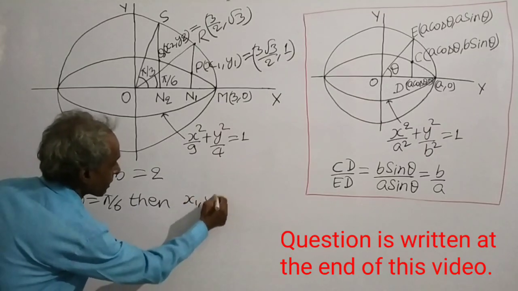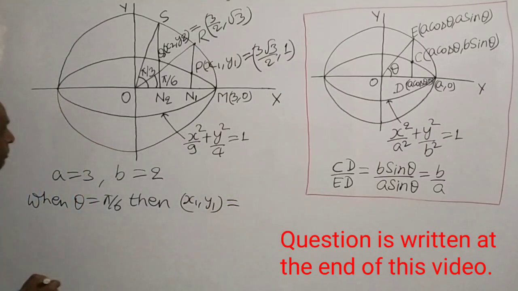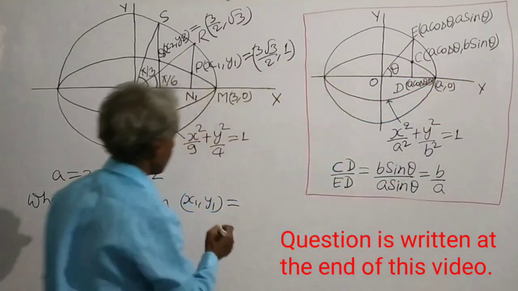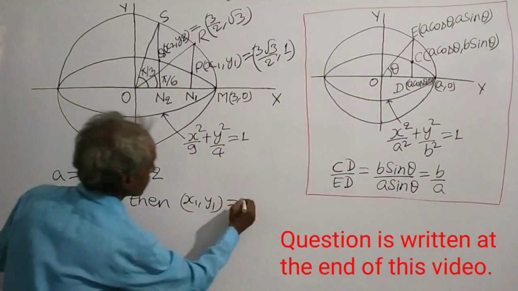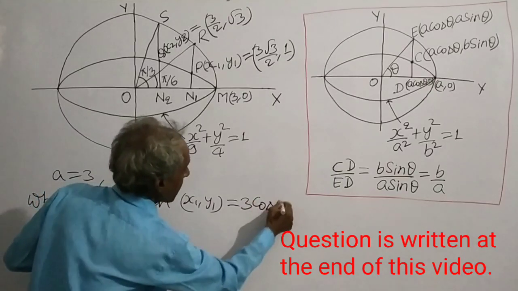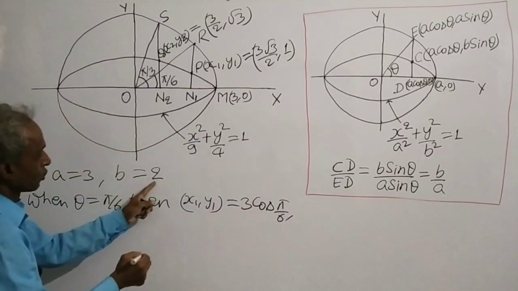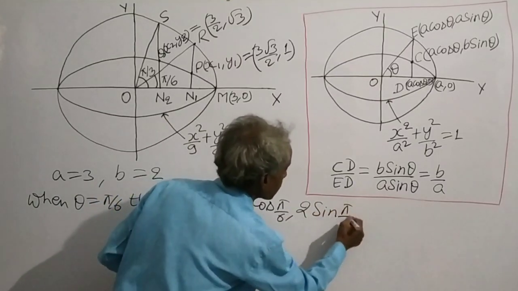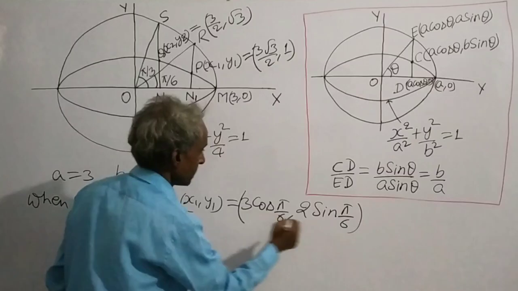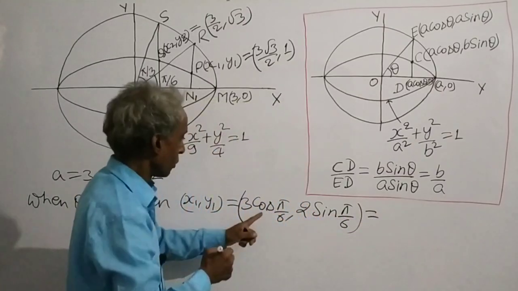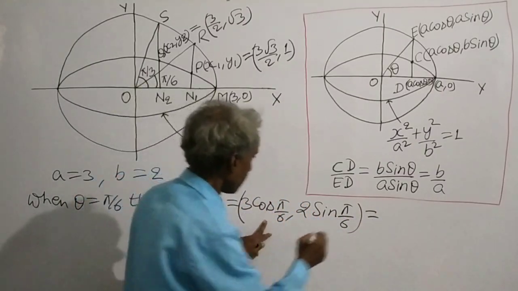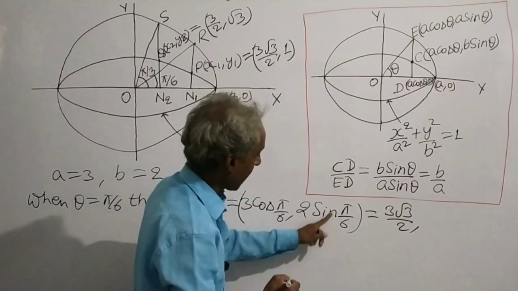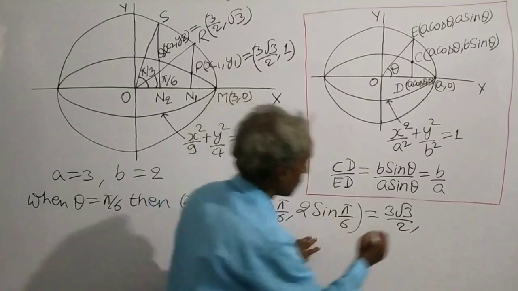x1, y1 will be equal to A cos theta, B sin theta, means 3 cos pi by 6, 2 sin pi by 6, that is equal to, cos pi by 6 is root 3 by 2, sin 30 degree is 1 by 2, so 3 root 3 by 2, 1.